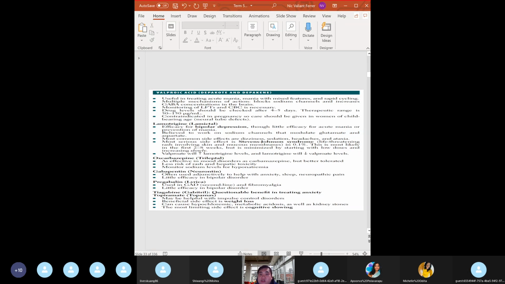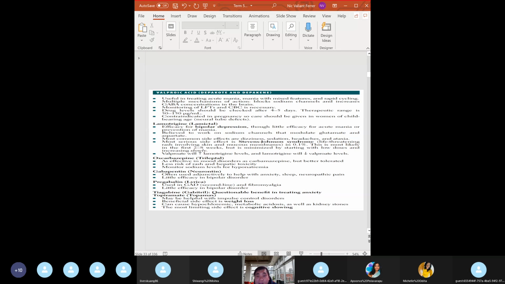Next, lamotrigine, effective for bipolar depression. Most serious side effect, high yield, is Stevens-Johnson syndrome, although only 0.1% of patients experience that. Most likely in the first 2 to 8 weeks. How are we going to minimize this? Go slow. Start low, with low doses, and you increase slowly. Don't forget that valproate will increase the lamotrigine levels, and the lamotrigine will decrease the valproate levels.